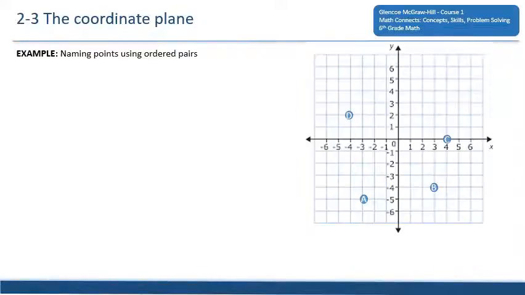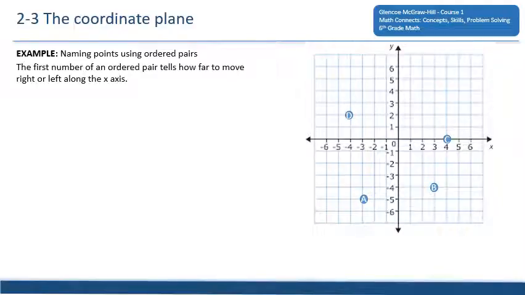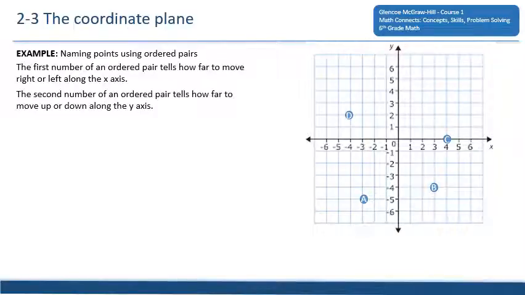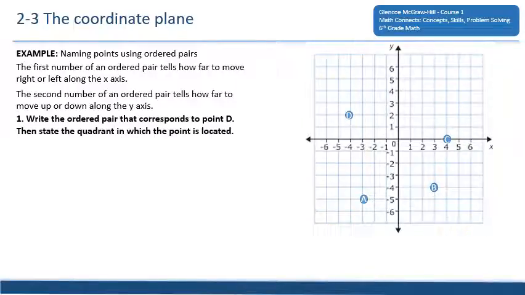Naming points using ordered pairs. The first number of an ordered pair tells us how far to move right or left along the x-axis. The second number of an ordered pair tells us how far to move up or down along the y-axis. So write the ordered pair that corresponds to point D. Then state the quadrant in which the point is located.